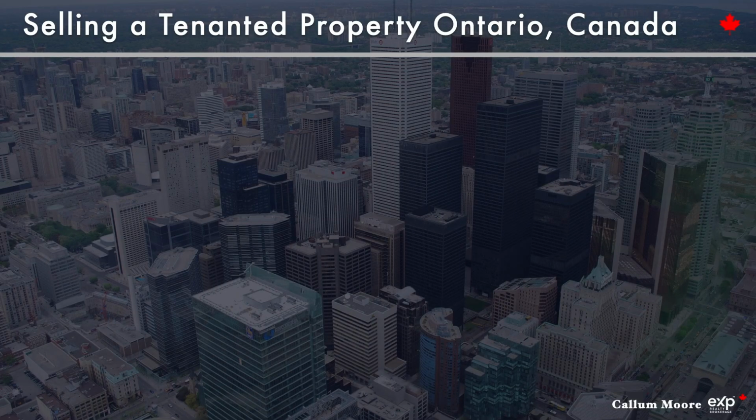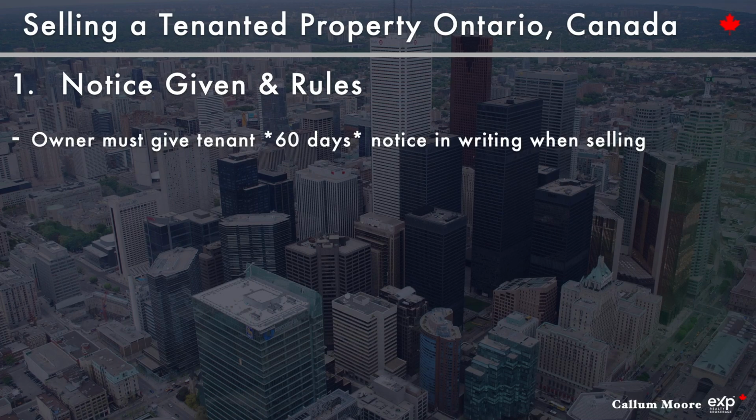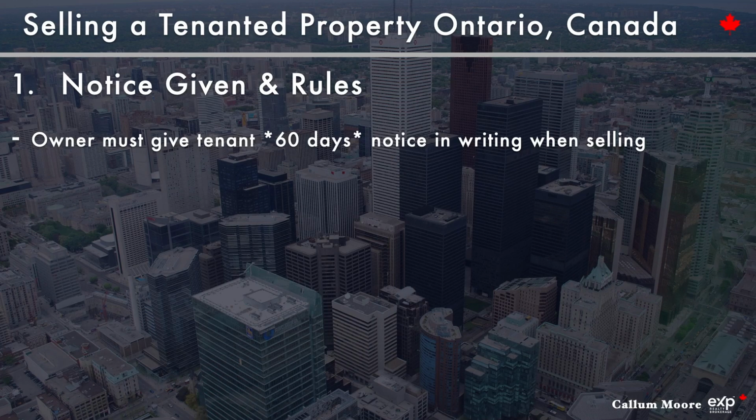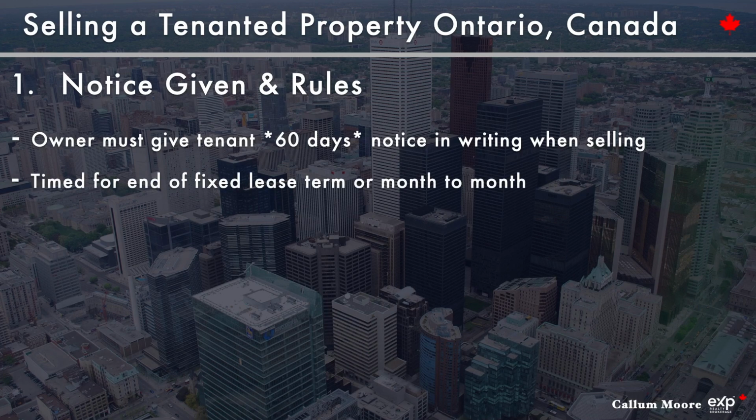So let's visualize this. Let's say we have an investor seller that loved their property, they've made some money, but now it's time to sell. The tenant, let's say they are on a year lease, a fixed lease term, or they are month to month. Doesn't matter right now. When the seller now wishes to sell the property, they will give the tenant 60 days notice. Remember that time frame. This is stuff that appears on the exams. Time it perfectly towards the end of the lease term, or if they are month to month, it doesn't matter. It's the same 60 days notice.